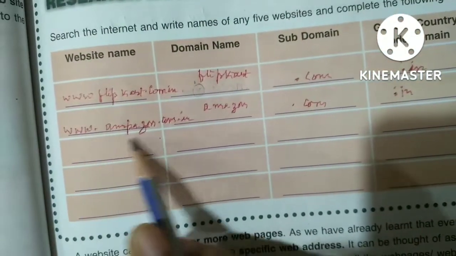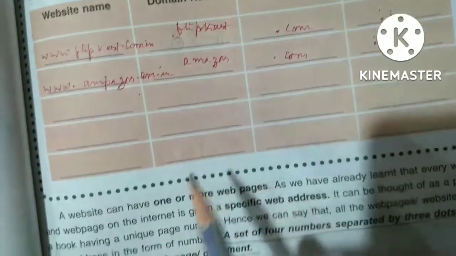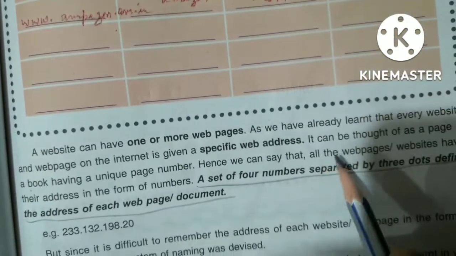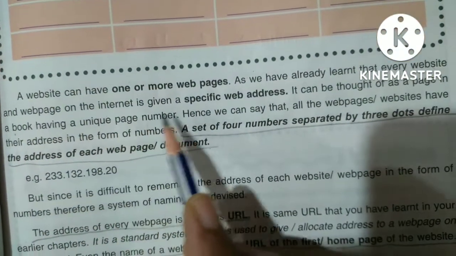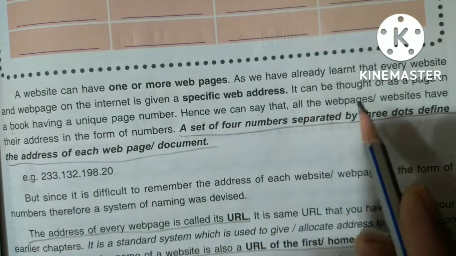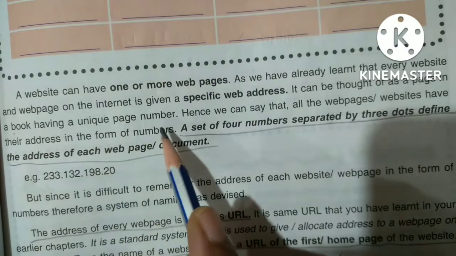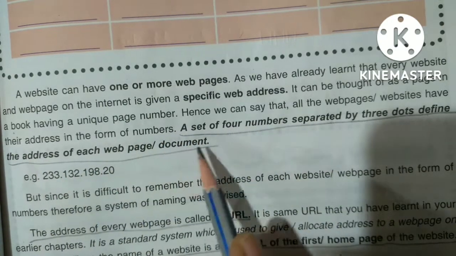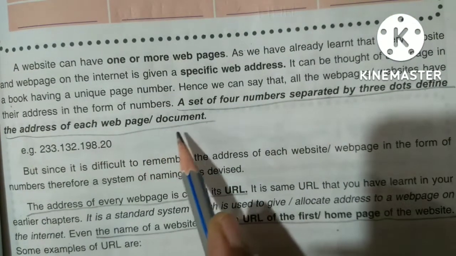Research activity. You may pause the video and write. A website can have one or more web pages. As we have already learned, every website and web page on the internet is given a specific web address. It can be thought of as a page in a book having a unique page number. Hence, we can say that all websites and web pages have their address in the form of numbers. A set of 4 numbers separated by 3 dots defines the address of each of the web documents.